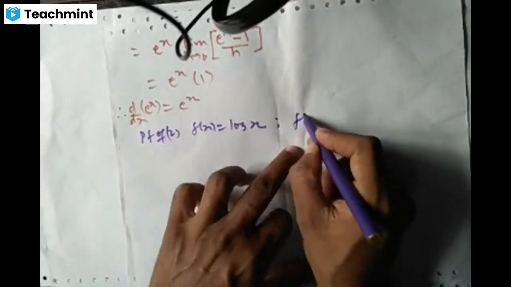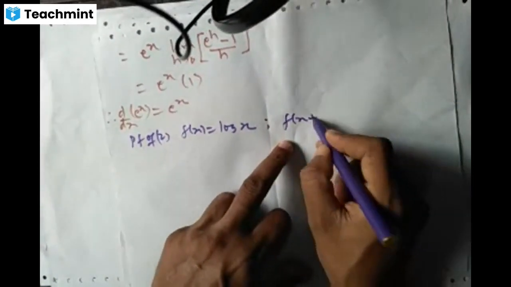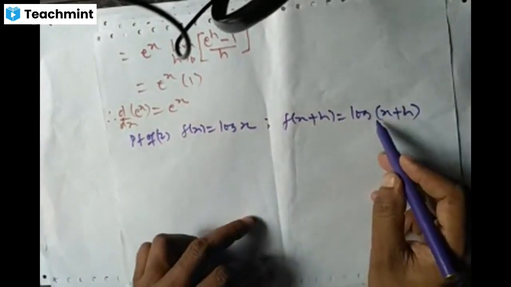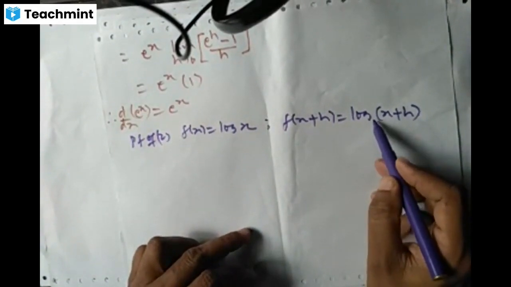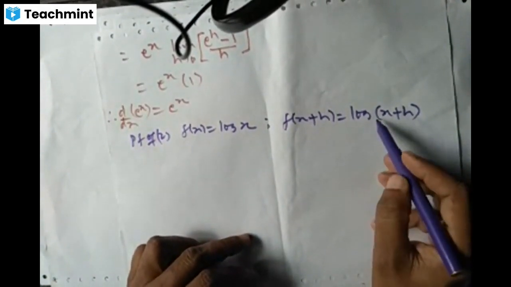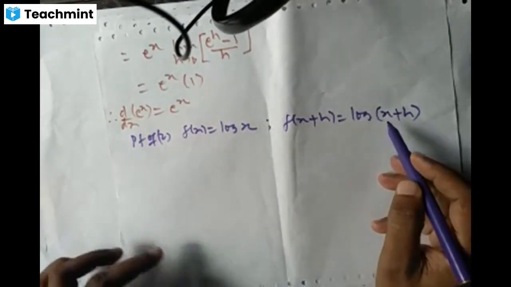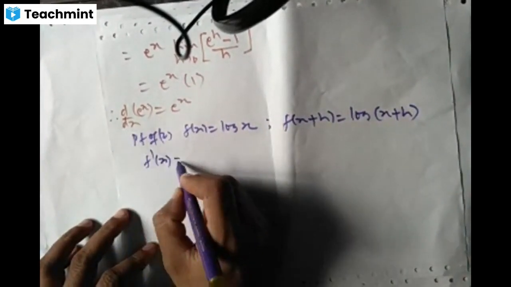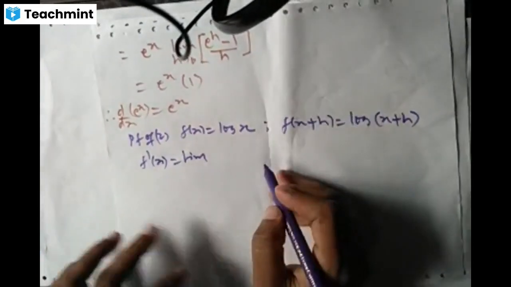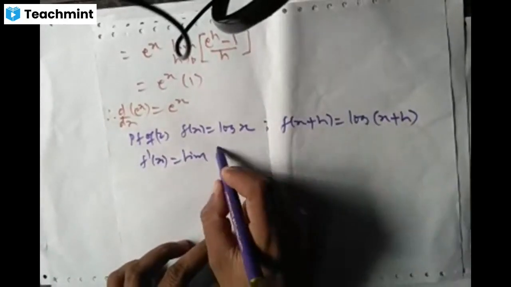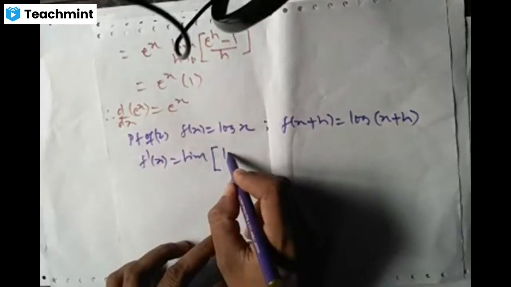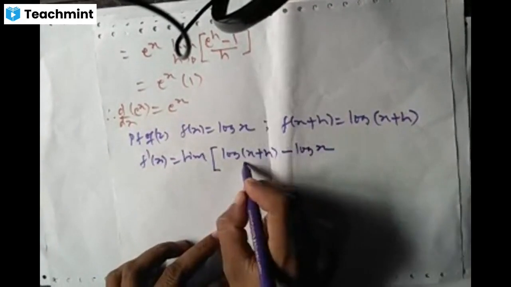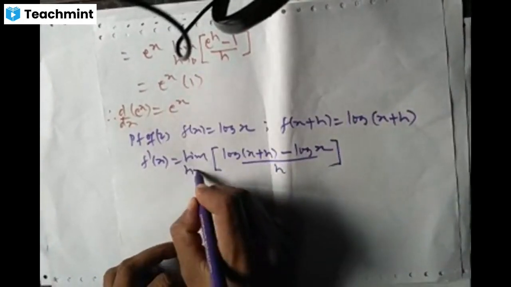Next, if f of x is log x, then what is f of x plus h? f of x plus h is log of x plus h to the base e. I am not going to write the base. If the base is not written, then it must be understood that it is e. And now f dash of x is equal to limit of f of x plus h, which is log of x plus h, minus f of x, log x, whole thing divided by h, as h tends to 0.